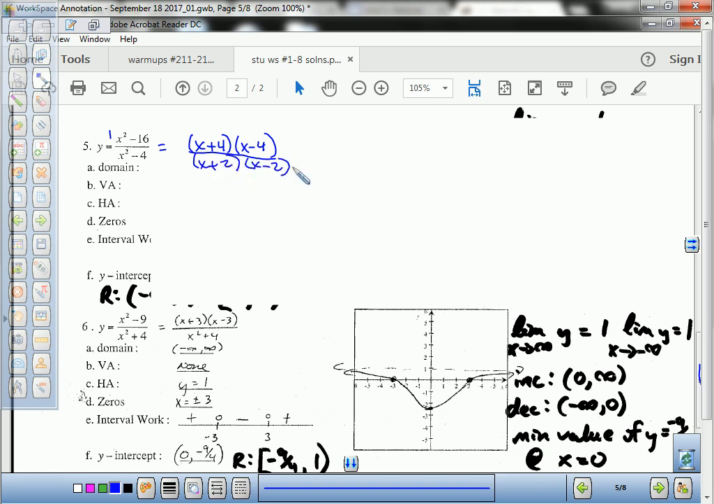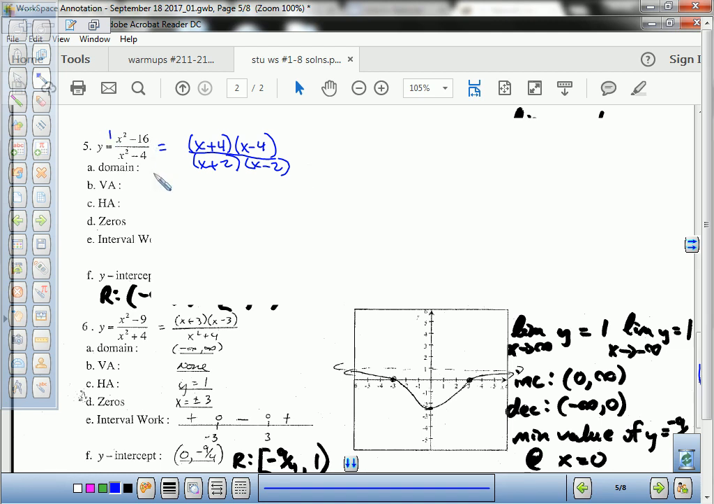So we have no common factors. No common factors, so will we have holes? No. What would happen if you did it faster? If you just left it? We need to factor in order to find all that important stuff. I mean, if you can look at it and tell what the factors are, that's fine, but in your head, you're factoring.